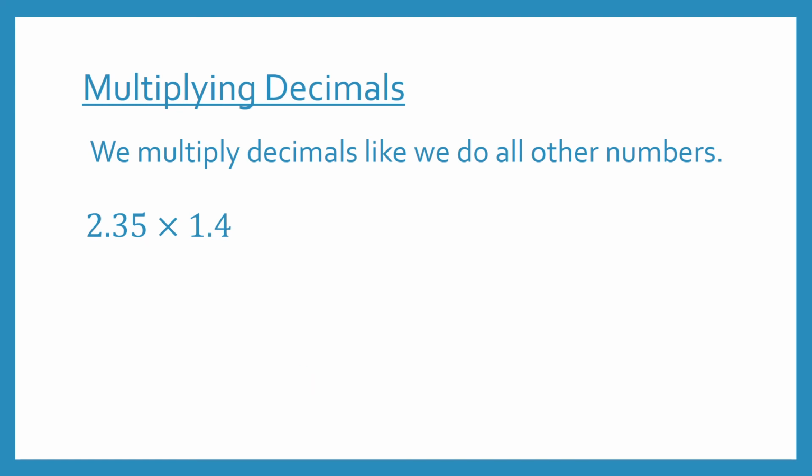So now we're going to do a similar one, but this time both of these numbers are decimals. So we have 2.35 times 1.4. So we'd work it out like usual, but before we do that, we're going to count how many digits are behind decimal points. So we have 1, 2, and 3. So let's take a note that we have 3 over here. And now we're going to multiply like we did before.